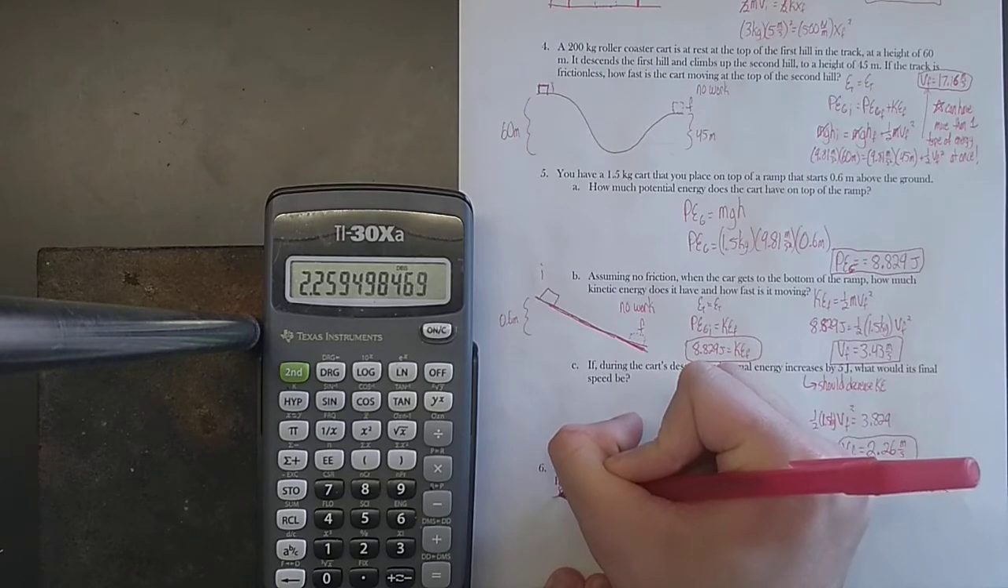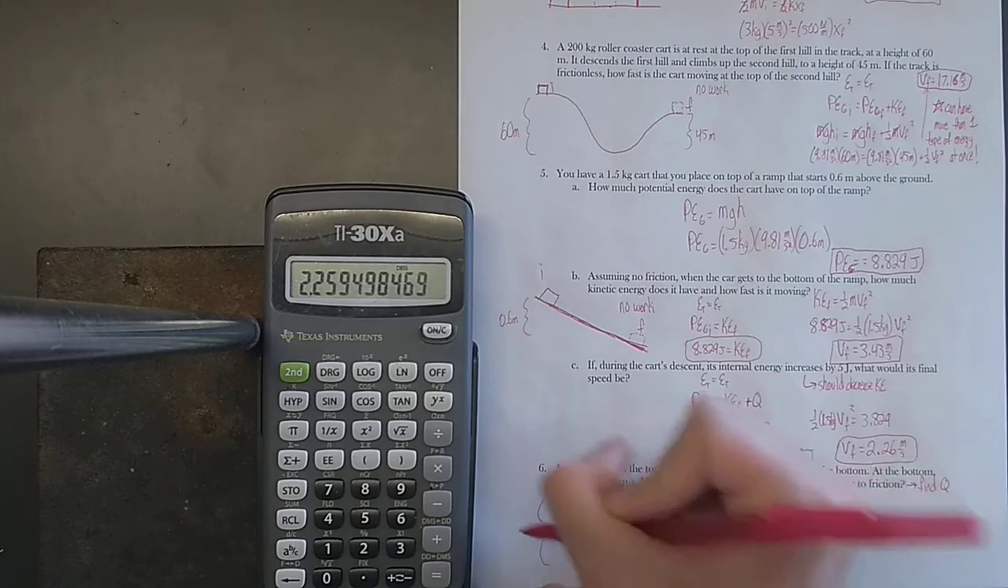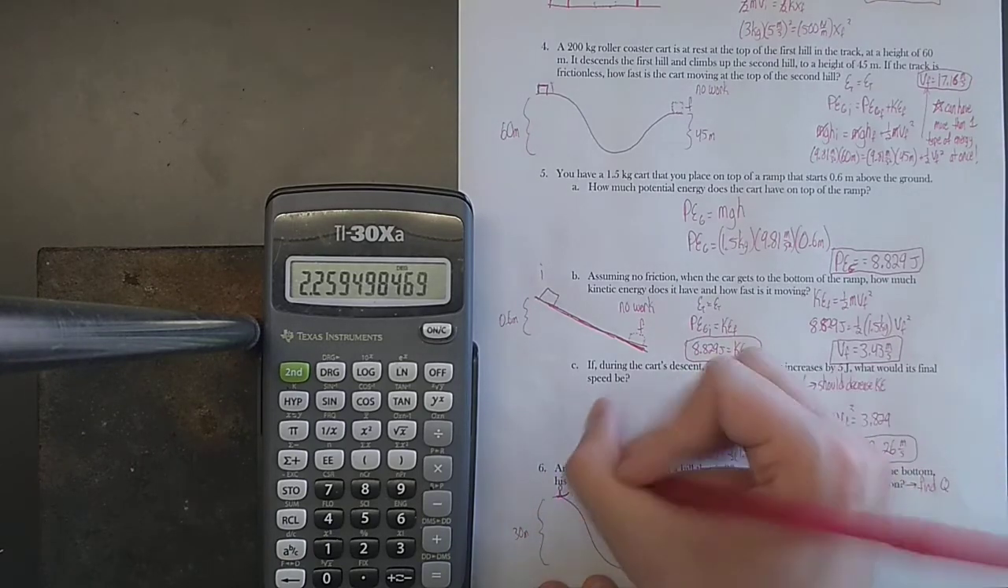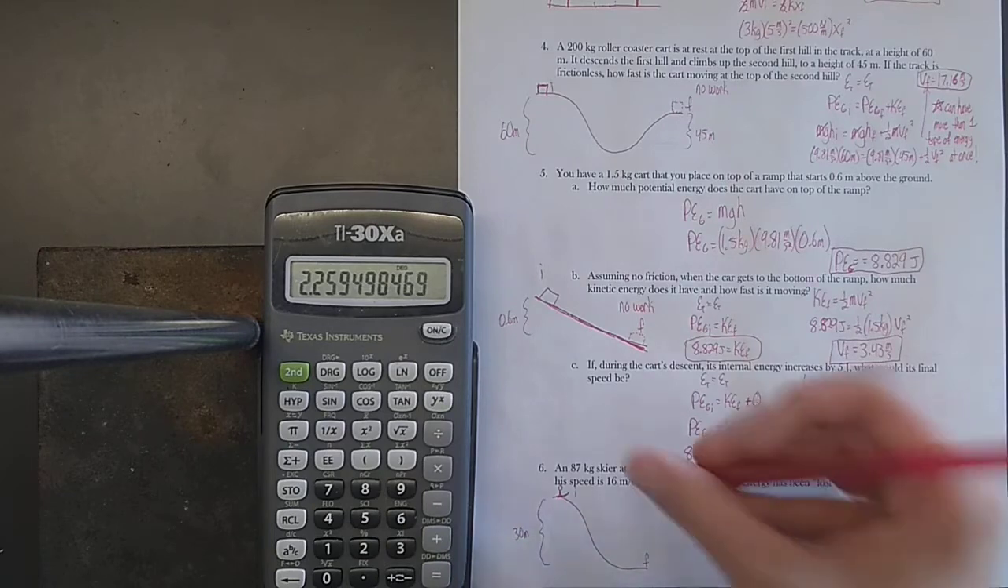Here's our skier. Top of a 30-meter hill. Here's where he starts. Here's where he ends up. Again, no applied force, no tension. Normal force does no work because it's always perpendicular to the direction of motion.